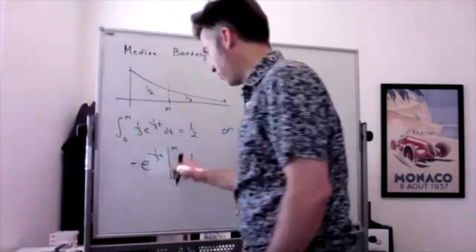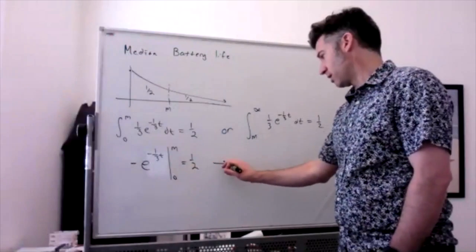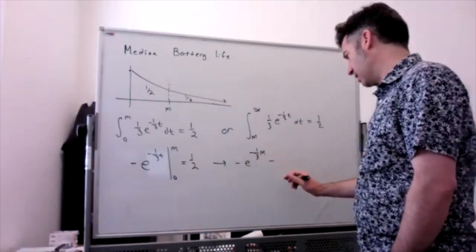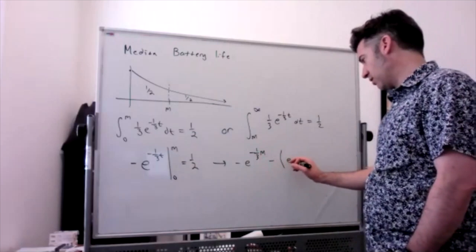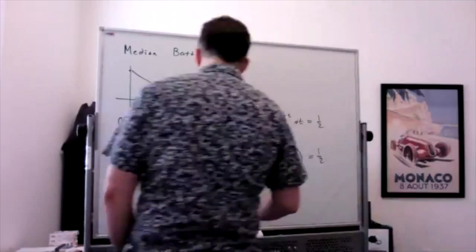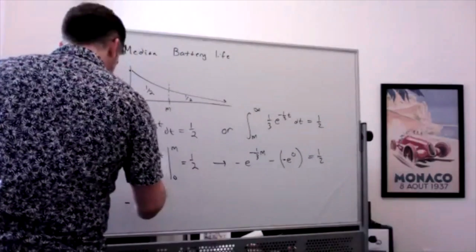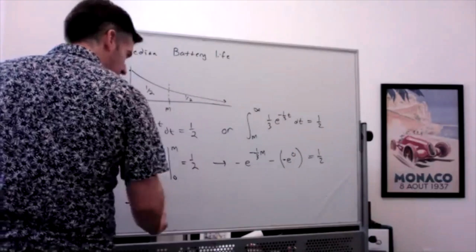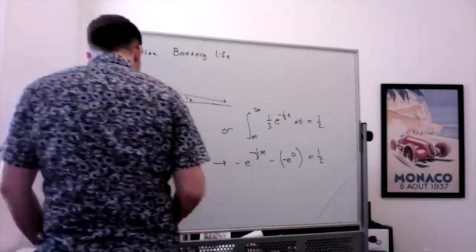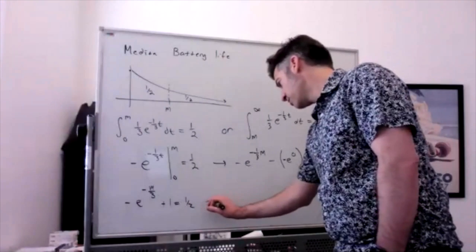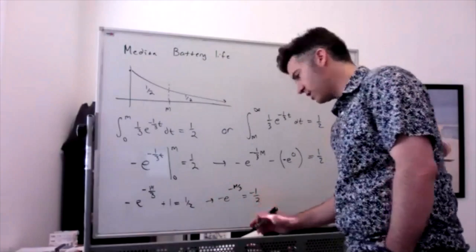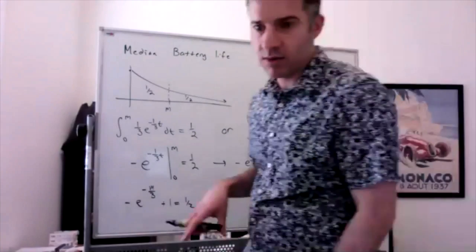And so then I'm going to plug in the limits of integration. I'm going to get negative e to the negative 1/3 m minus negative e to the 0. And that's supposed to equal 1/2. So I have negative e to the negative m over 3 plus 1 equals 1/2. Subtract 1 from both sides. Negative e to the negative m over 3 equals negative 1/2. Multiply both sides by, oh, sorry, there's a question.